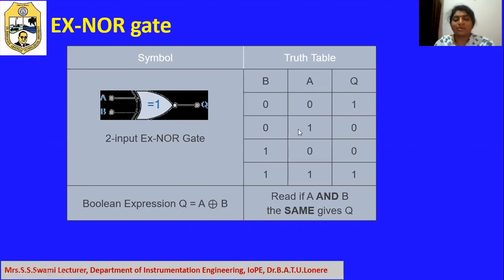When B is equal to 0, A is equal to 1, output is 0. When B is equal to 1, A is equal to 0, output is 0. When B is equal to 1, A is equal to 1, output is 1. By seeing this truth table, we say that when both the inputs are same, output is 1. And when both the inputs are different, output is 0.